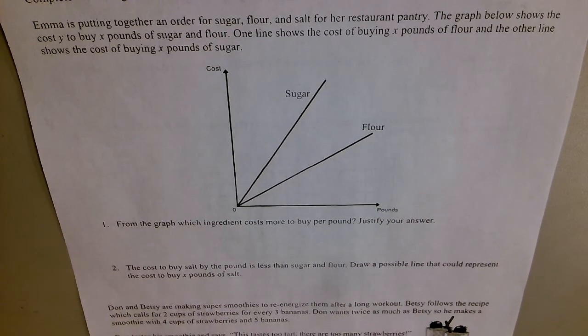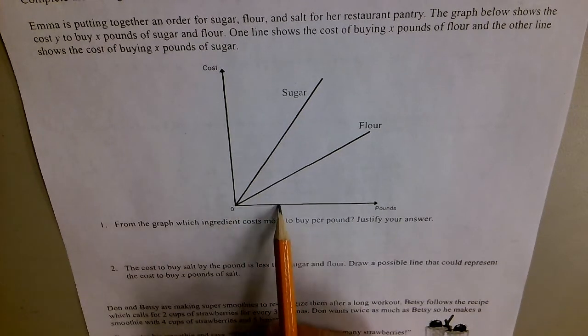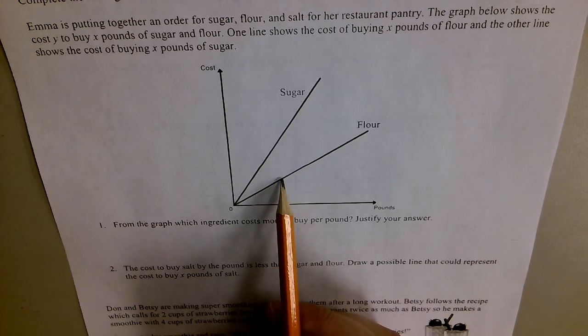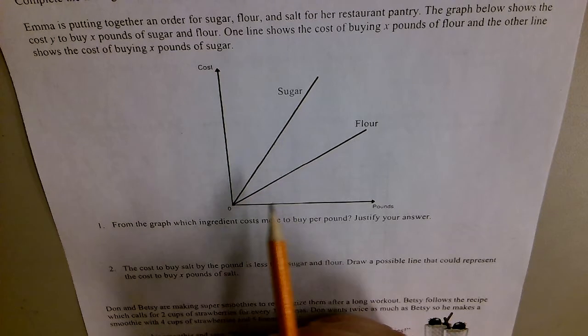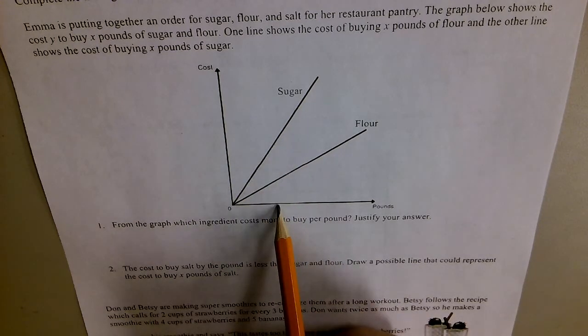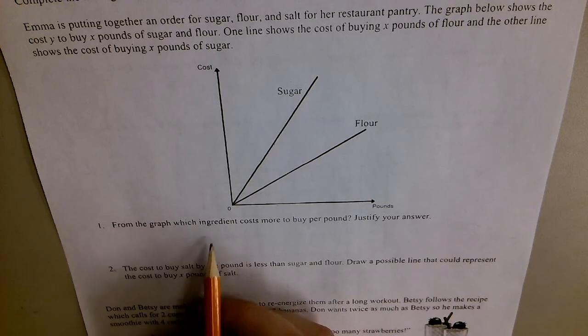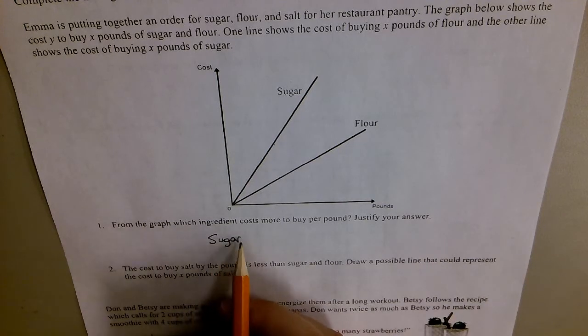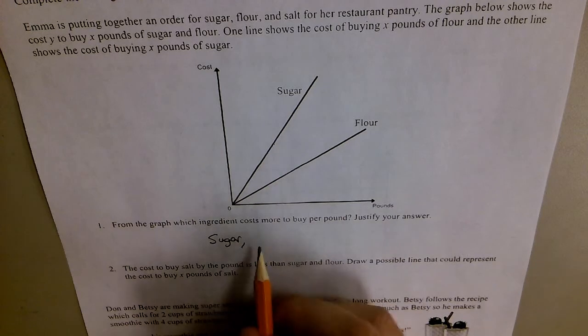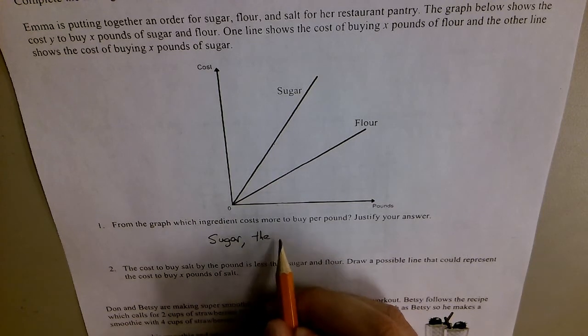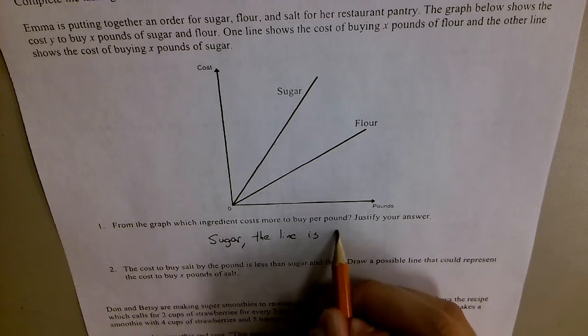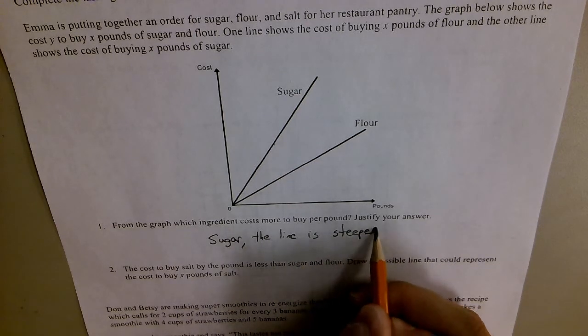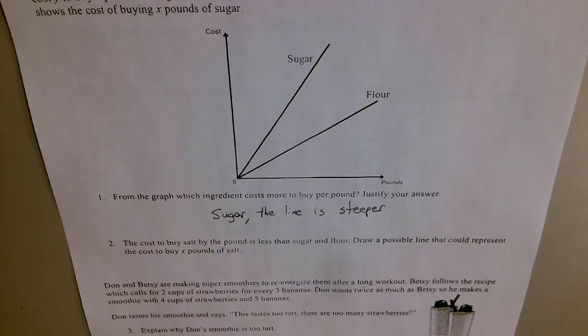So in this one, we're just going to be looking at kind of generally some questions. So from the graph, which ingredient costs more to buy per pound? Justify your answer. So for instance, I don't know how many pounds this is, but if I go up from there, the cost is higher for sugar. So since the cost is higher for sugar for this amount of pounds, we know that sugar costs more. So which ingredient costs more? Sugar. And why? It's because the line is steeper. The cost is going up faster, which means that it is more expensive per pound.